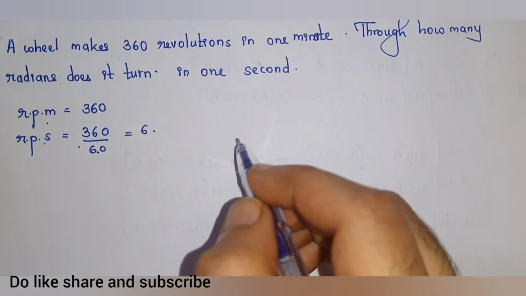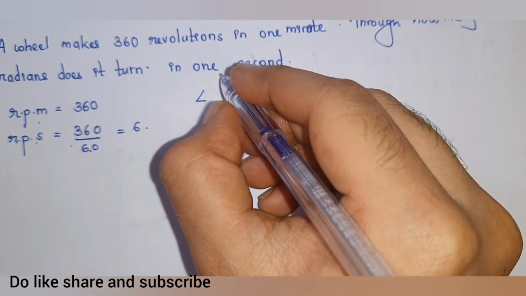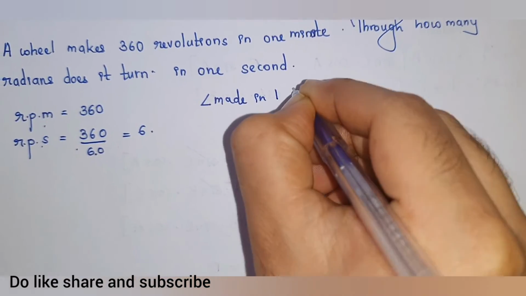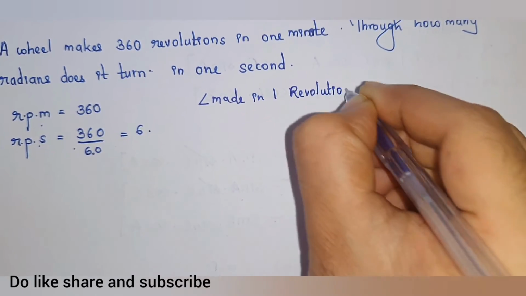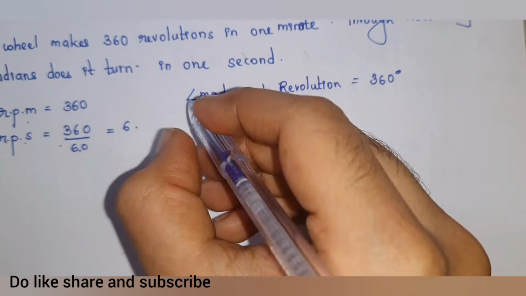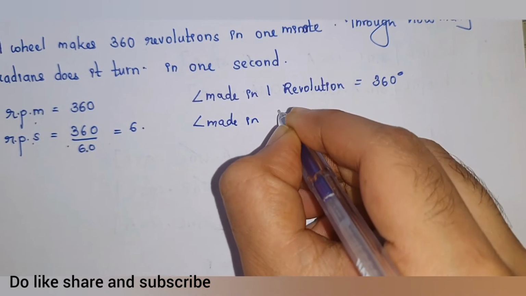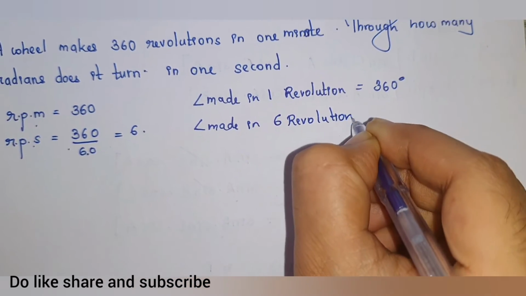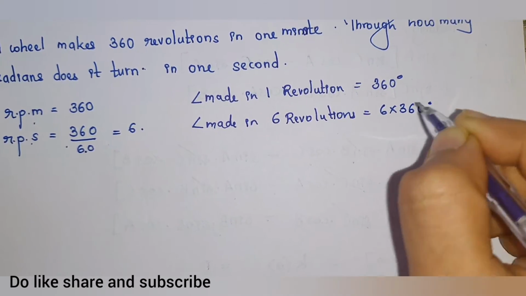Now, the angle made in one revolution will be equal to 360 degrees. So the angle made in 6 revolutions is equal to 6 into 360 degrees.